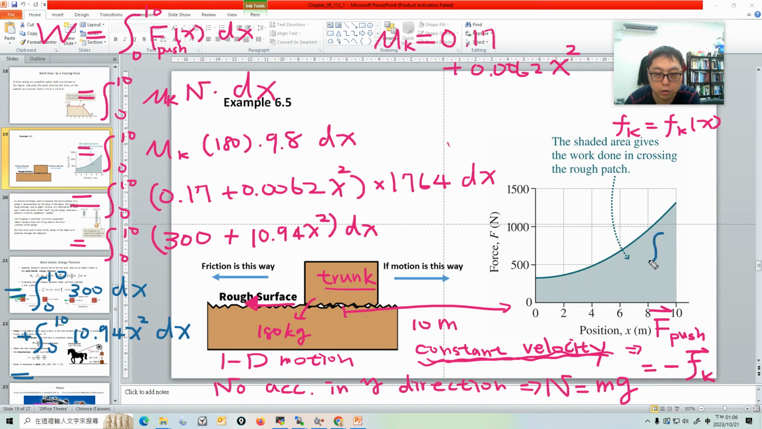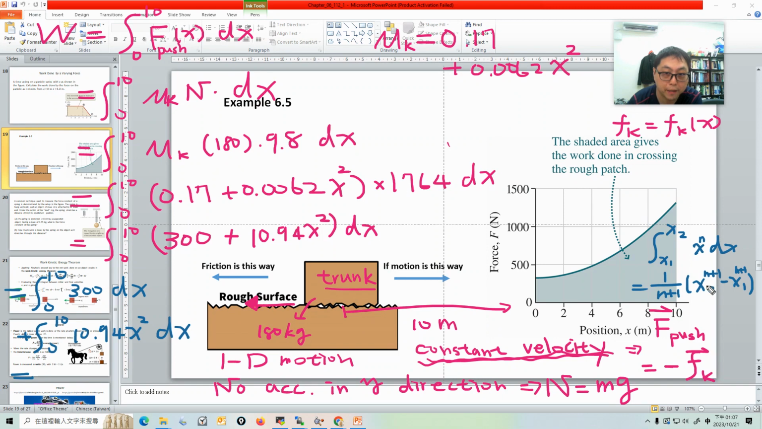The power function integral from x1 to x2 of x^n dx is equal to 1 over n plus 1, times x2^(n+1) minus x1^(n+1). Okay, that's the integration law for power functions. So we apply the power function here. This is a constant. Constant means x to the power 0, so n equals 0.